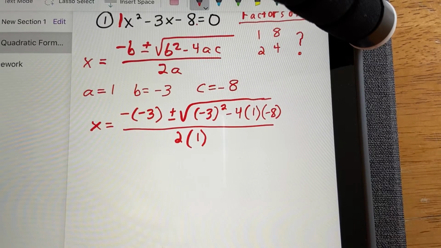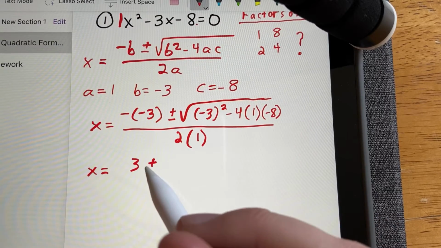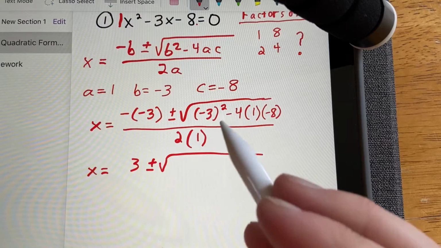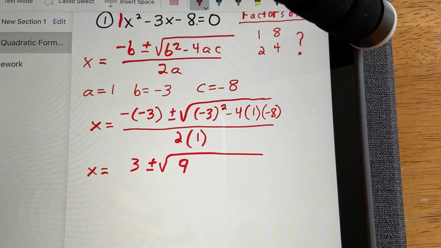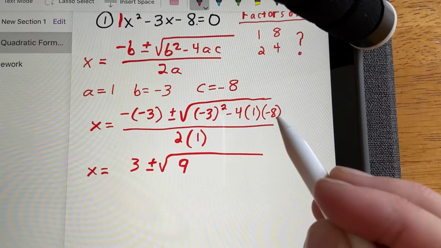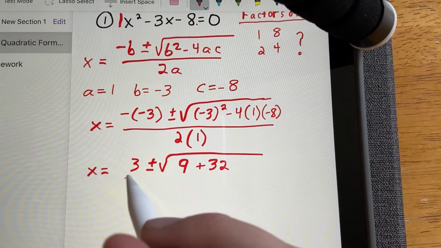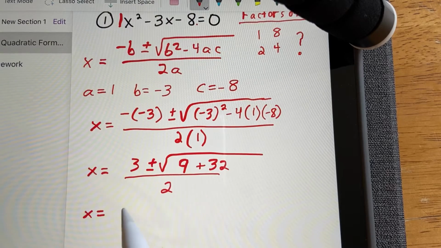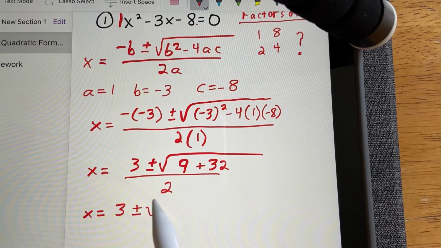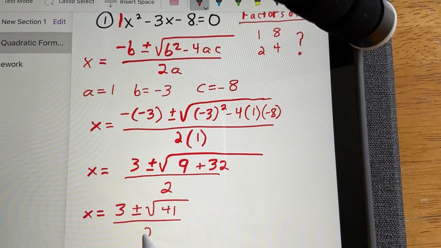Now we're just going to simplify this. So x equals positive 3, that double negative makes it positive, plus or minus the square root of negative 3 squared, which is 9. Remember, a negative 3 times a negative 3 would be positive 9. And then negative 4 times 1 times negative 8 would be 32, so I put plus 32. And that's all over 2, because 2 times 1 is 2. The next thing we can do is add together 9 plus 32. So x equals 3 plus or minus the square root of 41, all over 2.